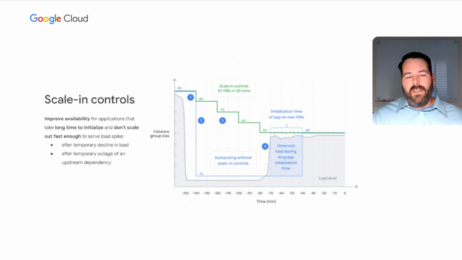Finally, we have launched scaling controls, which allow you to control the rate in which Autoscaler deletes virtual machines. Normally, Autoscaler removes all of the unused capacity all at once. If you want to throttle your scale in rate, you can now define how many VMs you'd like to have Autoscaler remove for a given amount of time. This improves reliability for your application, especially those applications that take a long time to initialize and don't scale out fast enough to handle a variable load.